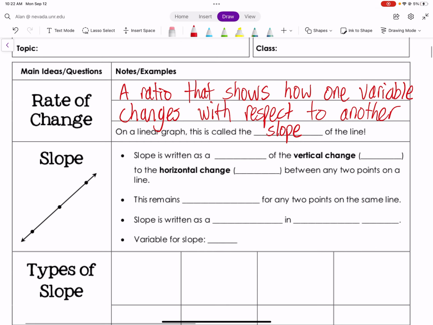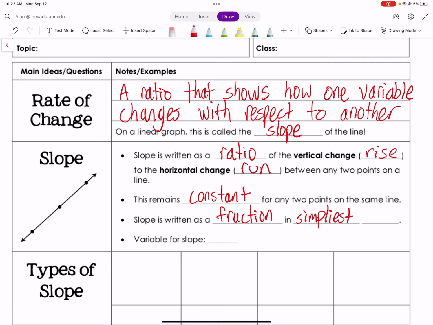So slope is written as a ratio of the vertical change, and we always call the vertical change our rise, to the horizontal change or our run between any 2 points on a line. This slope always remains constant for any 2 points on the same line. Slope is written as a fraction in simplest form. The variable for slope is always m, and we will get to that later.